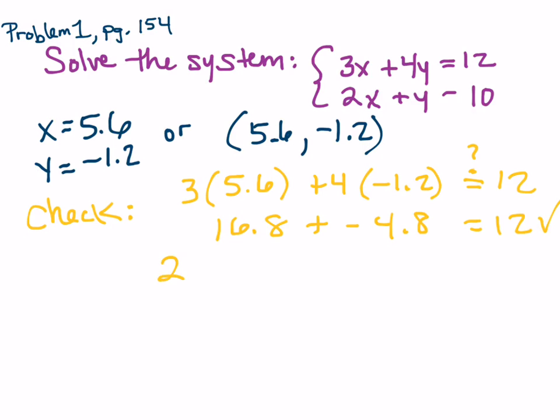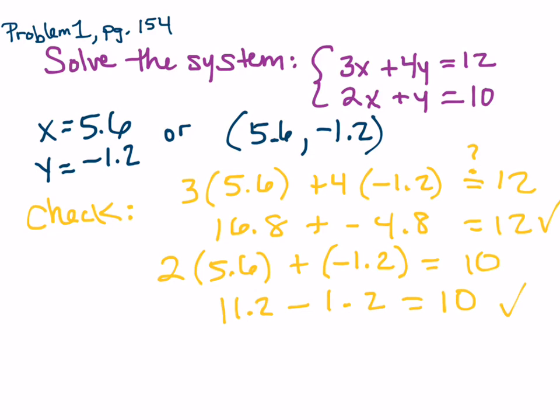Then the second equation, 2 times 5.6 plus negative 1.2, and oops, that should be an equal sign. Okay, hopefully this equals 10. Alright, 2 times 5.6 is 11.2. And when you add those together, that does equal 10.